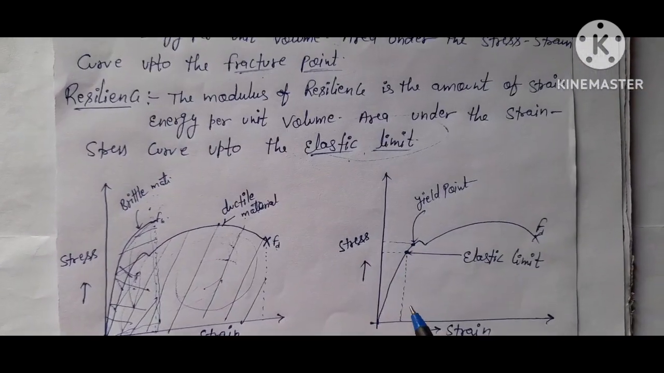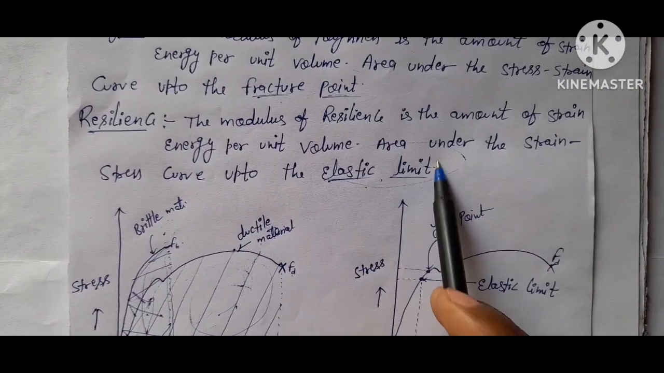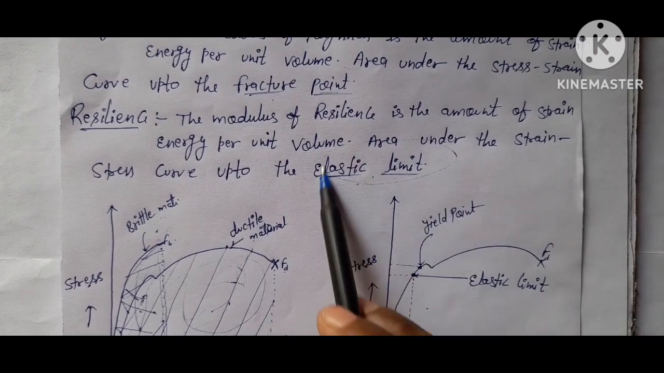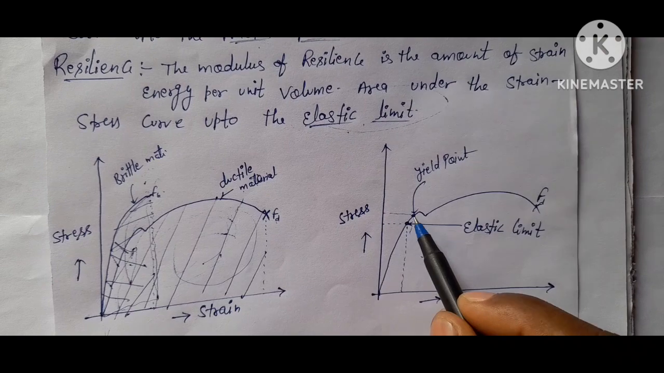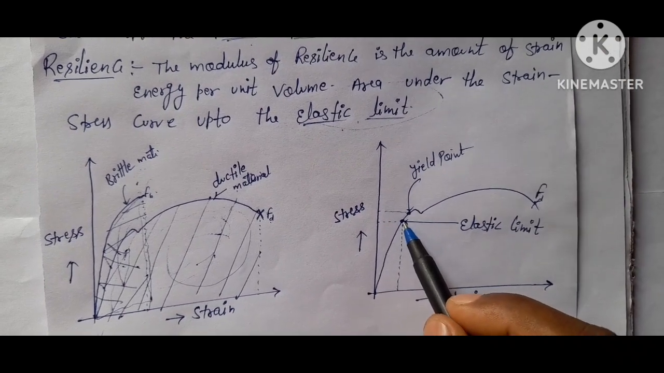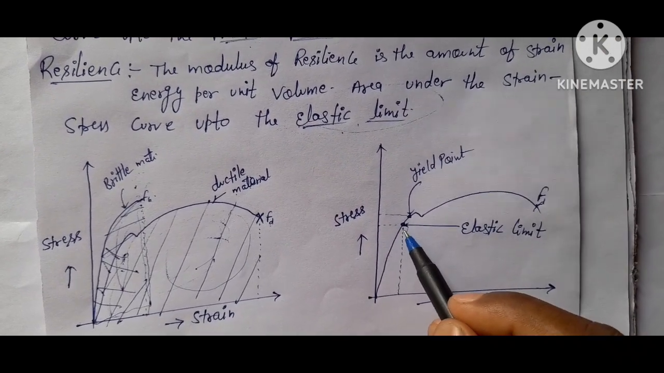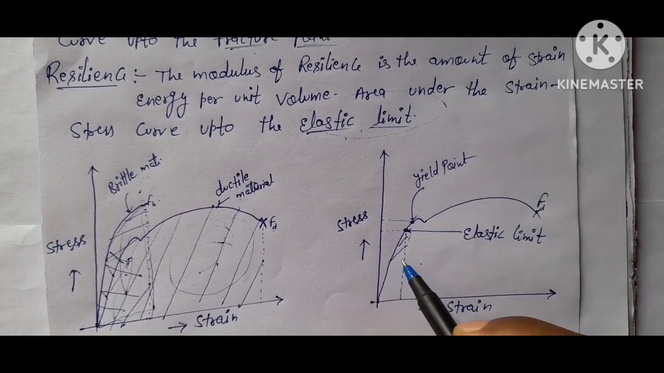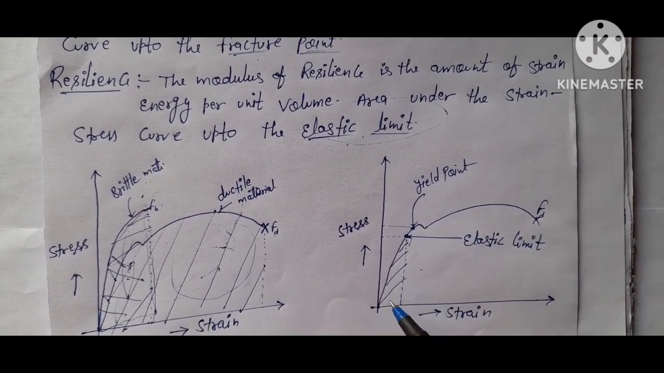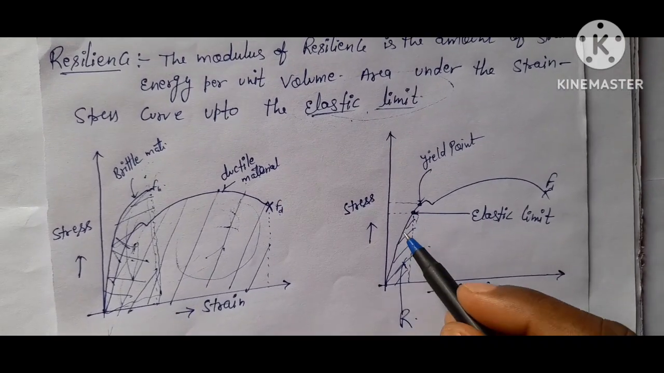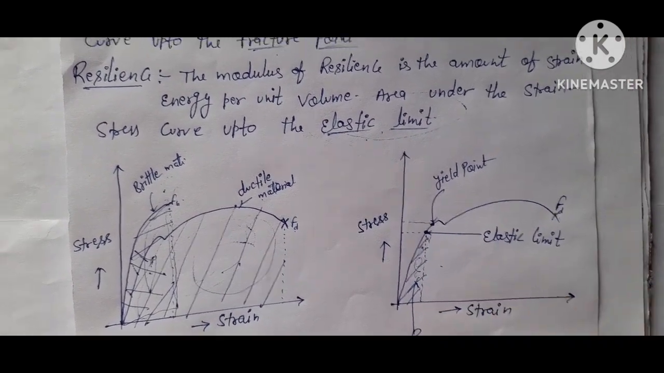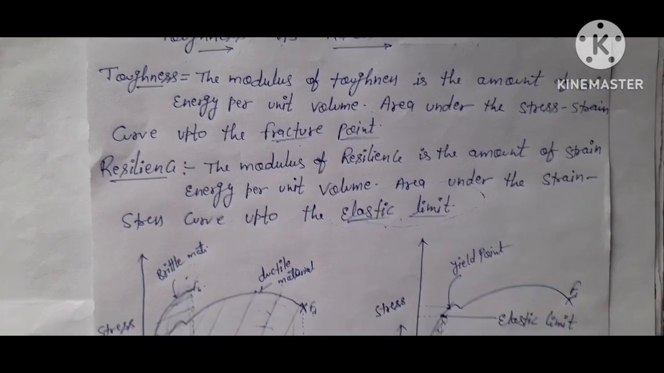And what is resilience? Resilience, friends, is the area under the stress-strain curve up to the elastic limit. This is the elastic limit and this is the yield point. So up to the elastic limit, this area under the stress-strain curve is known as resilience. This is the difference between them.